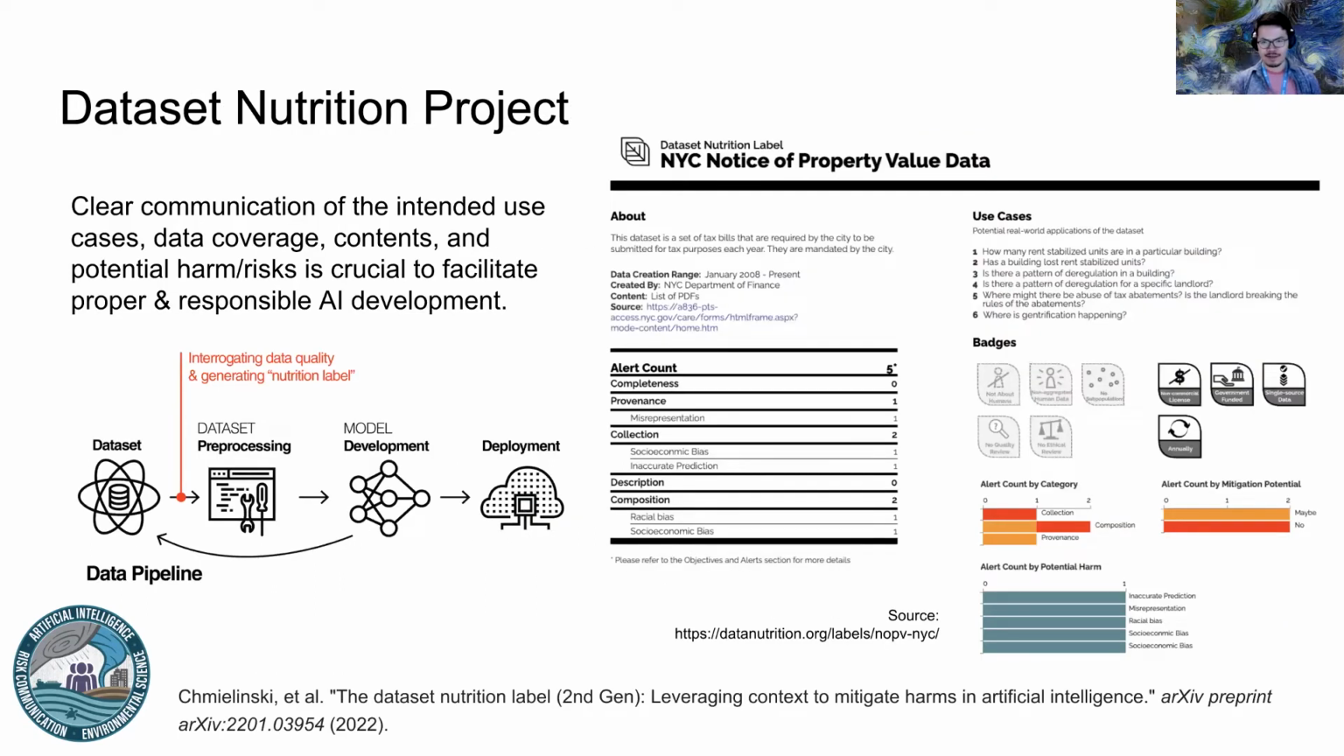Another example I want to share is the Dataset Nutrition Project, which has similar ideas to the datasheets for datasets. It's trying to clearly communicate the intended use cases, data coverage, contents, and the potential harm and risk. This one specifically mentions the potential harm and risk of the data set if it's used in certain applications, and tries to facilitate proper and responsible machine learning development.